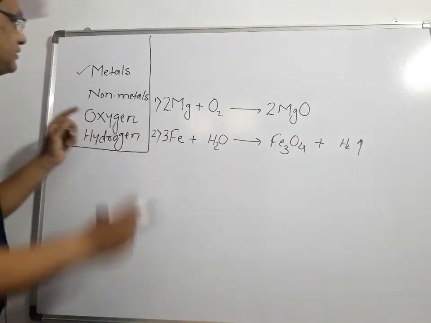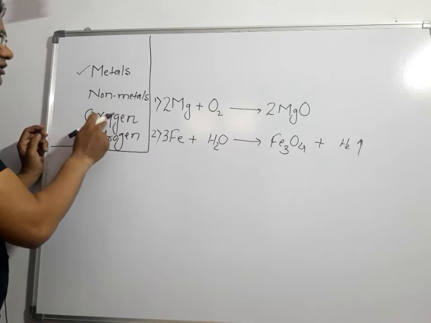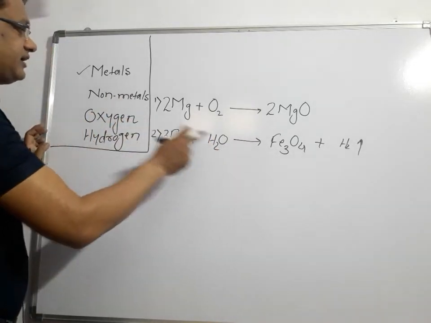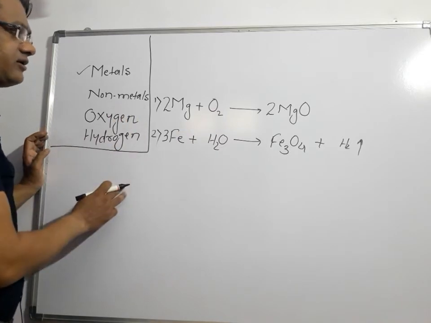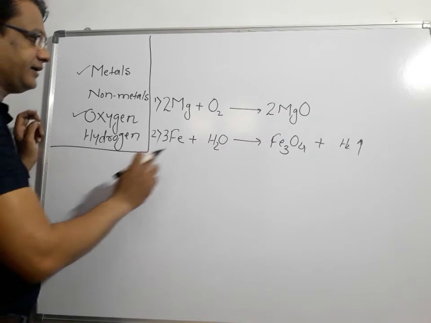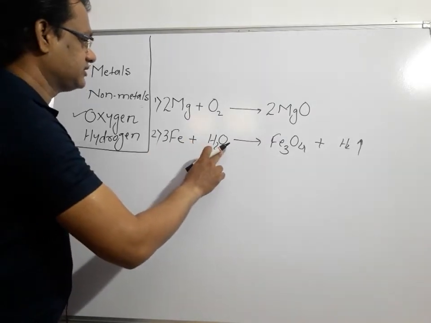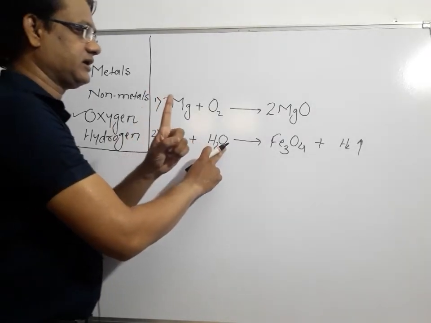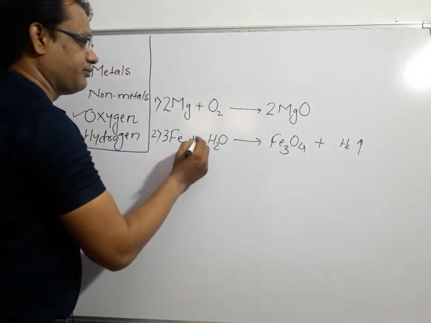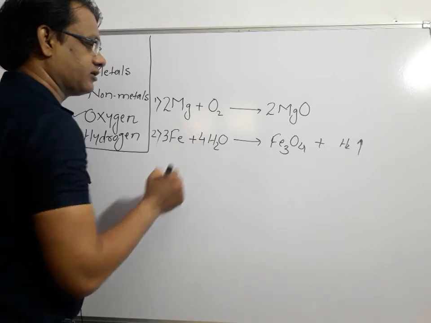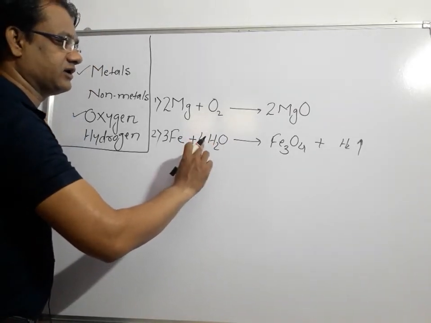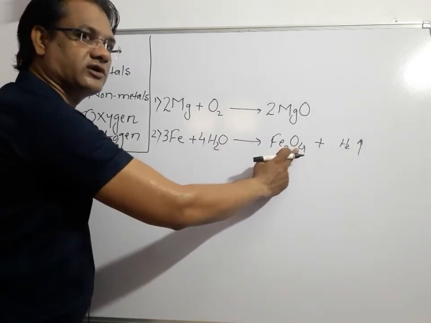Next step, we'll choose the non-metal except oxygen and hydrogen. There is no other non-metal present except oxygen and hydrogen. So now we will choose the oxygen. How many oxygens are here? Only one oxygen is here, and here 4 oxygen atoms are there. So we will put 4 in front of this. Now the quantity of oxygen becomes equal: 4 oxygens here, 4 oxygens here.